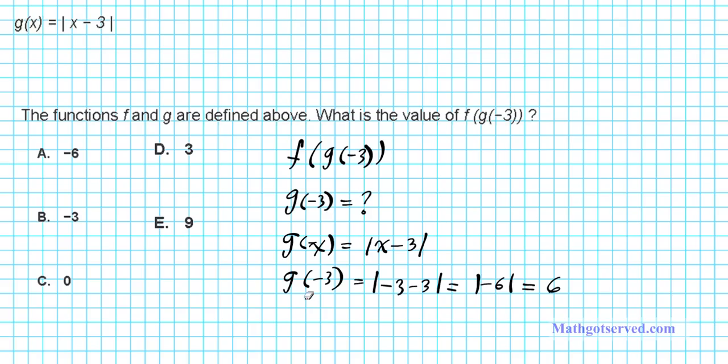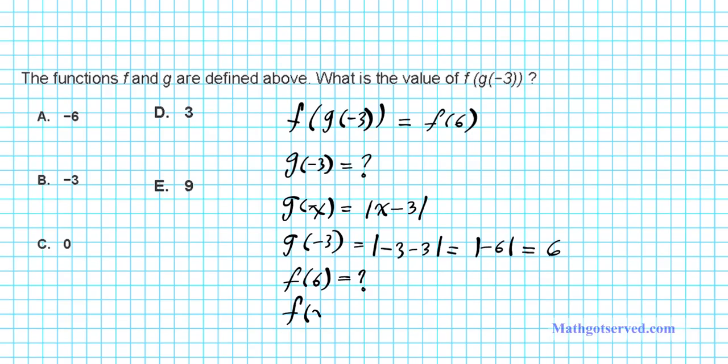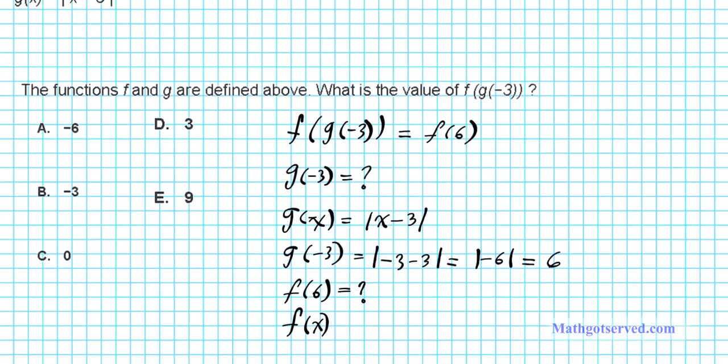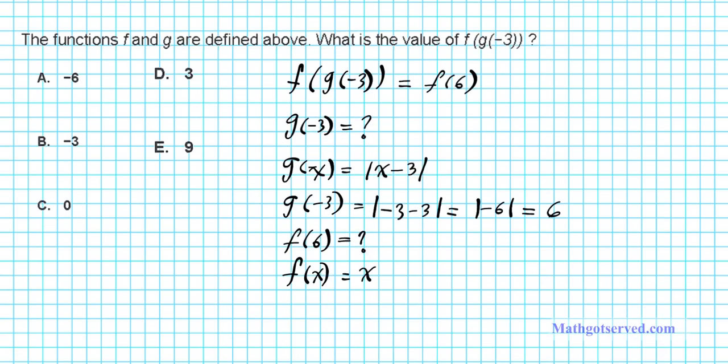Okay, now we know what g of negative 3 is: 6. So f of g of negative 3 is equal to f of 6. Now what is f of 6? Well, we need to know what f of x is in order to find the value of f of 6. So f of x is x plus 3. So f of 6 is 6 plus 3. Final answer is 9. Option letter E. Okay, so this is one way of doing it.